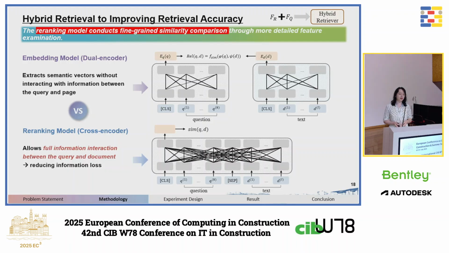So here we use a re-ranker model to do the fine-grained similarity comparison. It adopts a cross-encoder architecture, compared with the dual encoder that the embedding model adopts. The re-ranker model allows for full interaction between the query and the document to reduce the information loss.